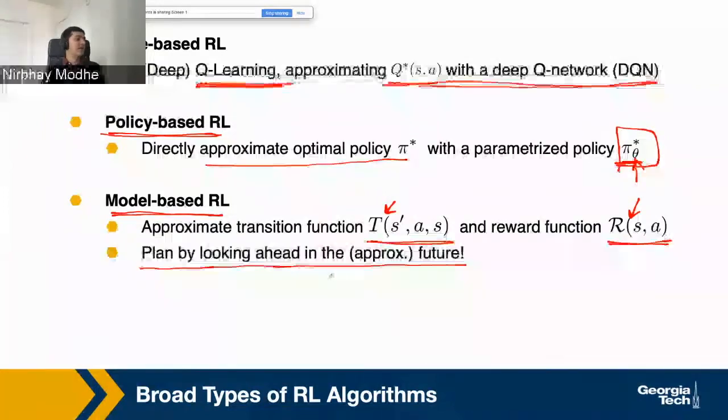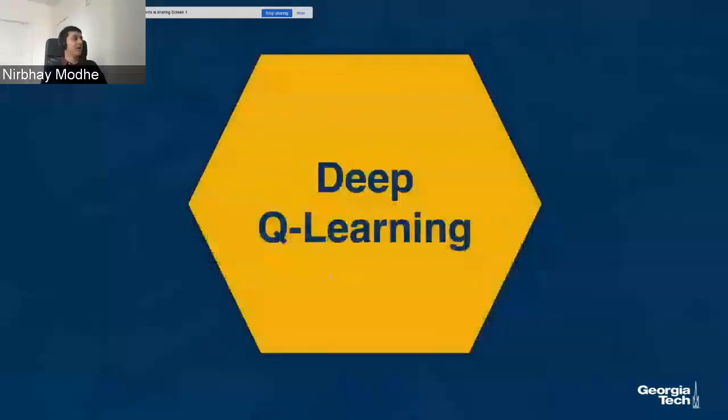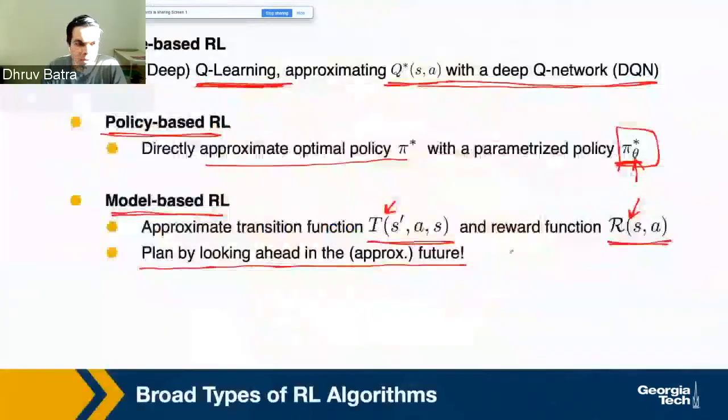All right. So without any further delay, let's dive into the first value-based RL algorithm, which we're going to look at, which is deep Q-learning. Before I start this, let me see if there are any questions. Nirbhay, actually, would you mind going back a slide? I just want to make a couple of quick comments here.